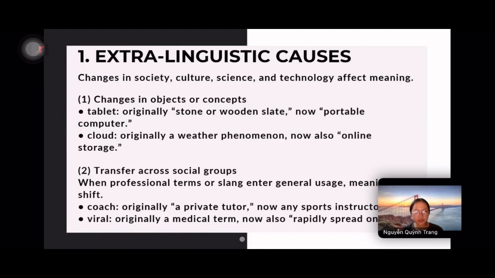Transfer across social groups. When a professional term or slang enters general use, the meaning shifts. For example, coach: the first meaning is a private tutor, now it means a sport instructor. Viral, originally a medical term, but now also means rapidly spread online.